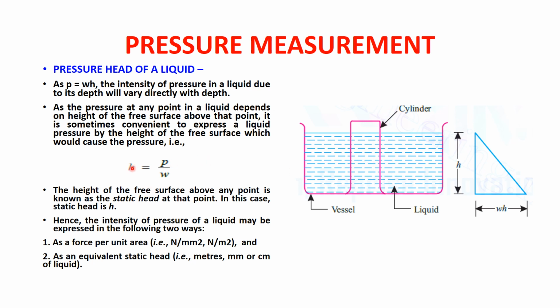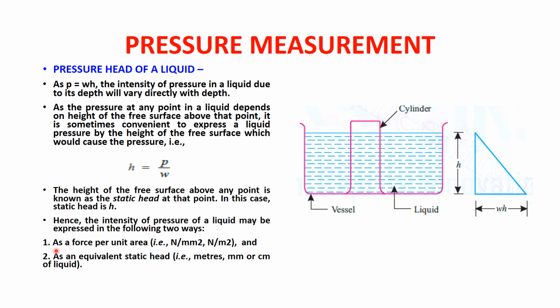We are taking P = Wh, so now h will be equal to P by W. The height of the free surface above any point is known as the static head at that point. See, the height of the free surface above any point, this height which is given to us, is known as the static head at that point. In this case, static head is h, the value over the actual surface of the water. Hence, the intensity of pressure of a liquid may be expressed in two ways.